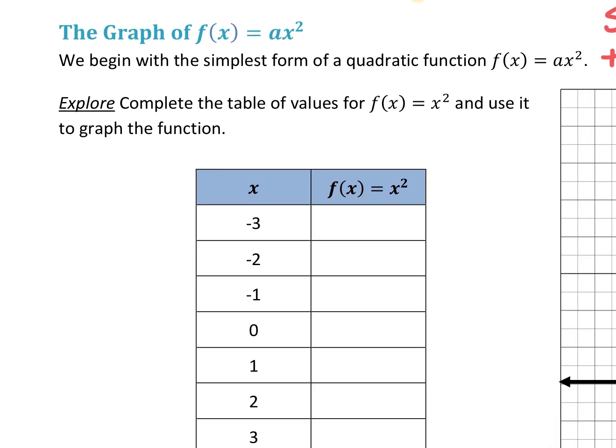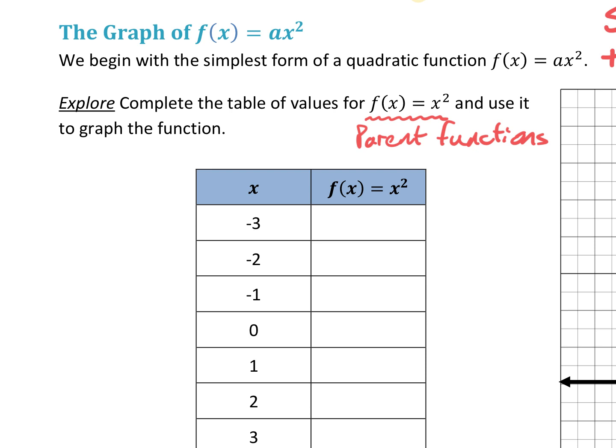So whenever we have a function like f of x equals x squared, that is our most simple function. This is actually what we'll call the parent function, because all quadratic functions will behave like this most basic function, f of x equals x squared. All right, so we're going to evaluate this. Now keep in mind, this is function notation. This does not mean f times x.